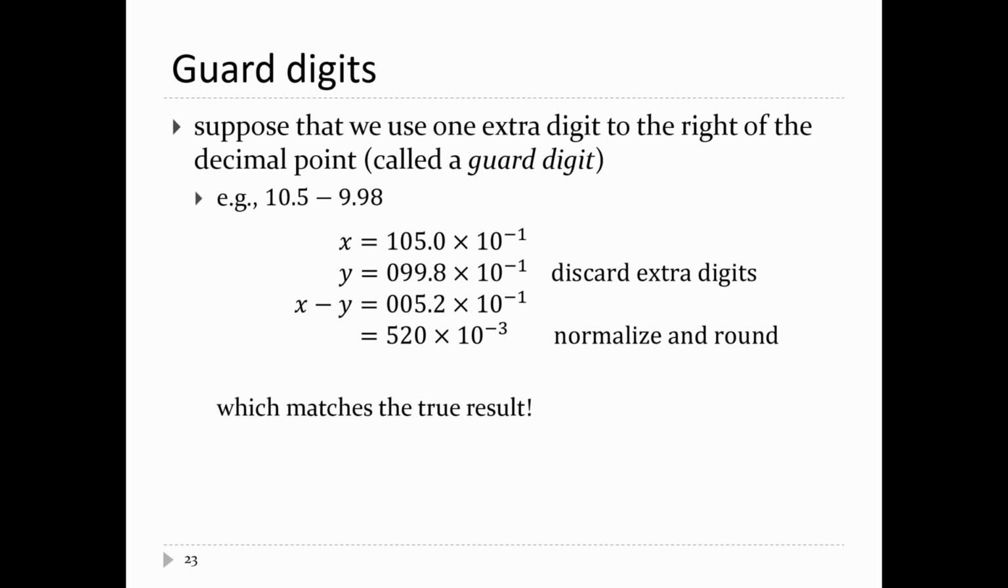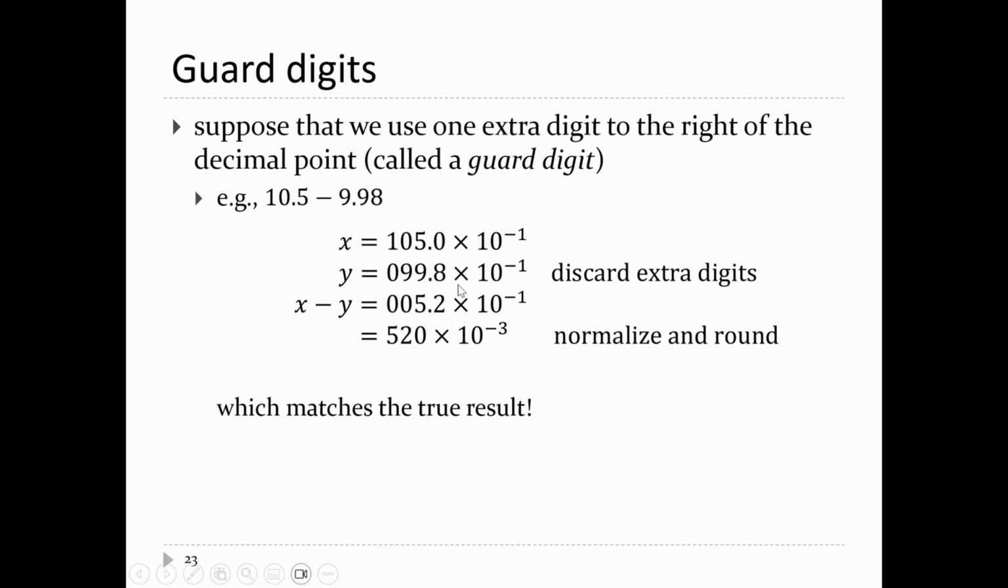So what do you do? In modern hardware, when you are computing the intermediate values, you are allowed to keep a small number of extra digits. I think Intel CPUs keep 16 extra digits or something like that. I think they do the arithmetic with 80 bits instead of 64 for double. So for our purposes, let's keep one extra digit.